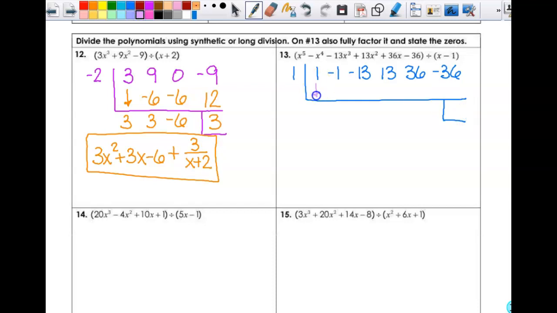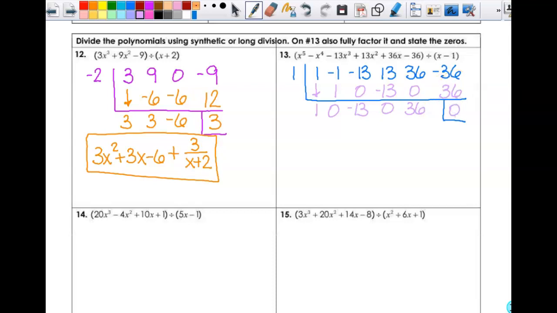Then bring down my 1. 1 times 1 is 1. That's 0. 1 times 0 is 0. Negative 13. 1 times negative 13. Negative 13. 0. 1 times 0 is 0. 36. 1 times 36 is 36.